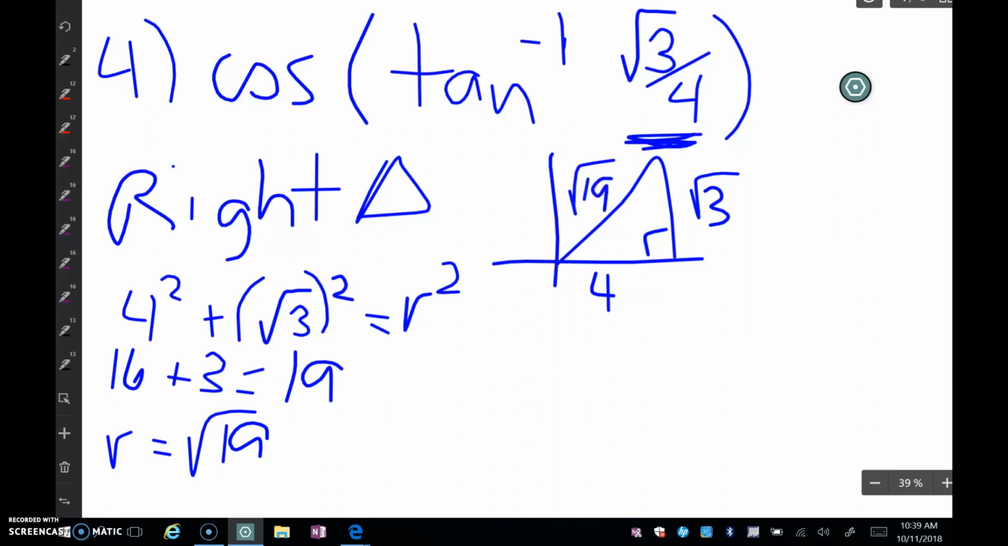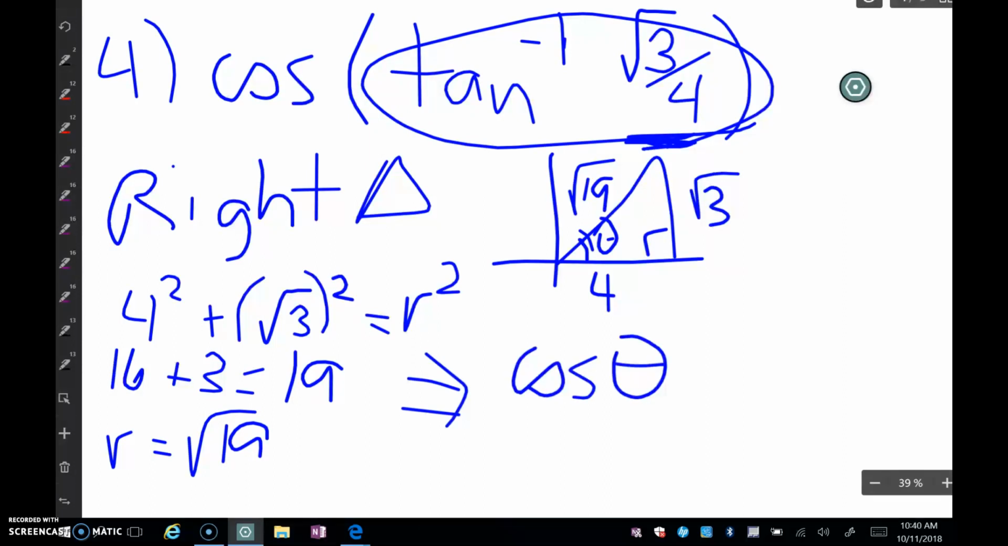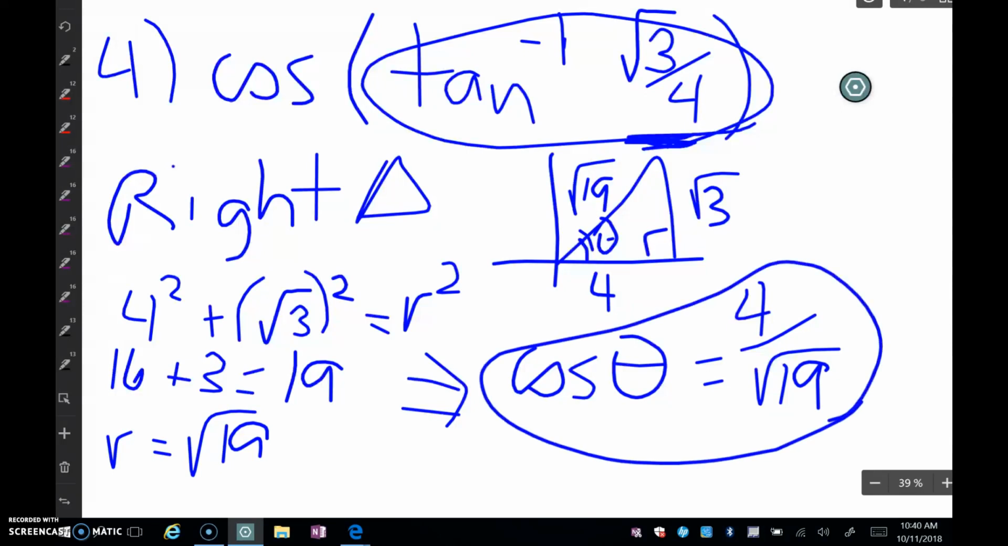So we fill in the right triangle like we always have. And this is my angle, this is my theta, which is really what this whole thing is. I'm only using that to set up this triangle. So what really remains is that I have to find the cosine of this angle. And according to what we've learned, the cosine is the adjacent side, or the x over the hypotenuse. So that will be 4 over the square root of 19. So that's how to do a problem if this value here is not on your unit circle.